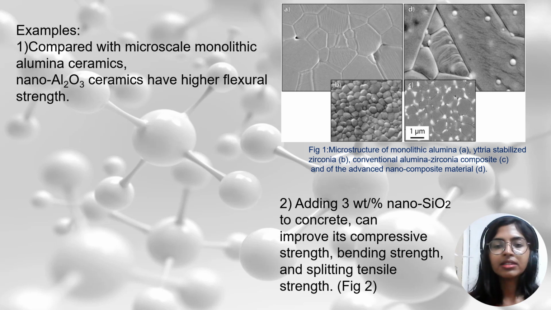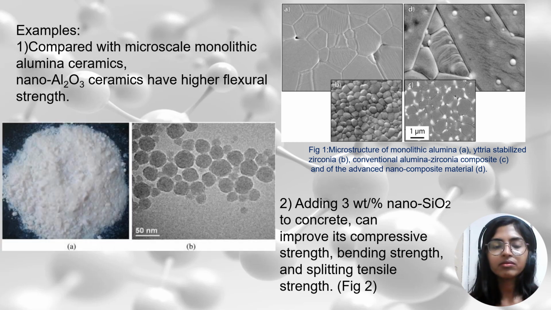Second example is nano silicon oxide. Adding 3 weight percentage of nano silicon oxide to concrete can improve its compressive strength, bending strength, and splitting tensile strength. The image here shows silicon powder as viewed by the naked eye and an SEM image of the same silicon oxide.